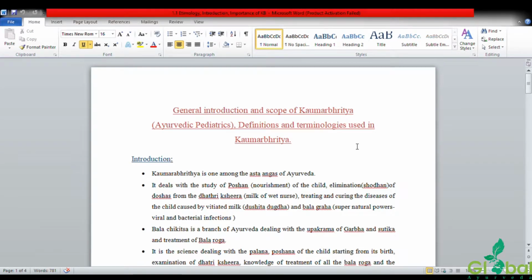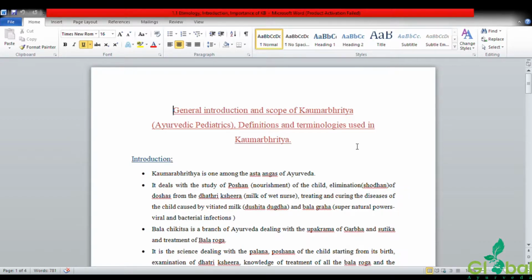So, welcome to the Kaumarbhritya lecture series. Today we are taking the first chapter in Part A mentioned in the CCM syllabus of Kaumarbhritya, that is, general introduction and scope of Kaumarbhritya, definitions and terminologies used in Kaumarbhritya. Firstly, we will see the introduction.